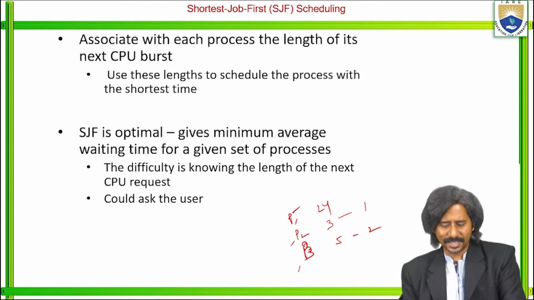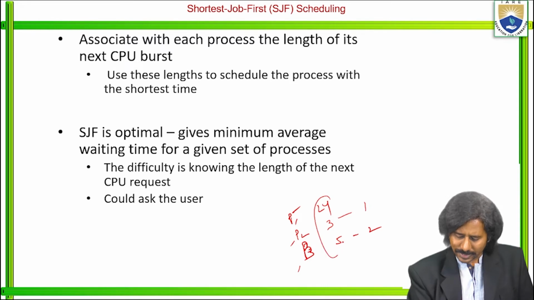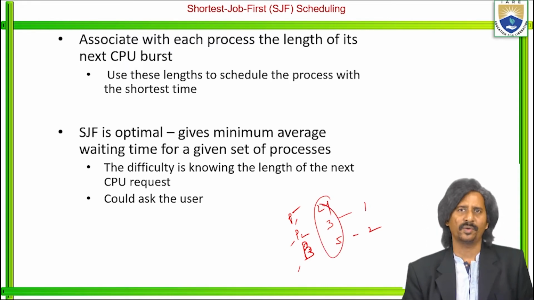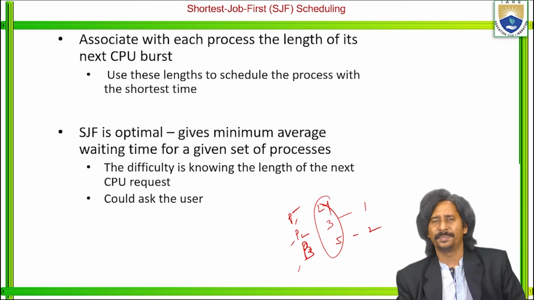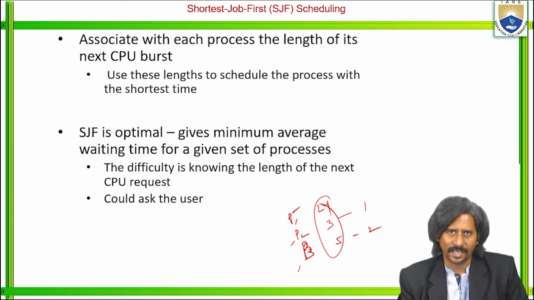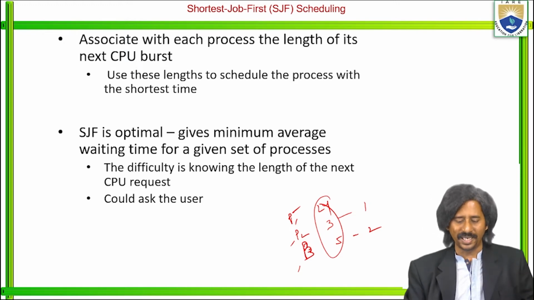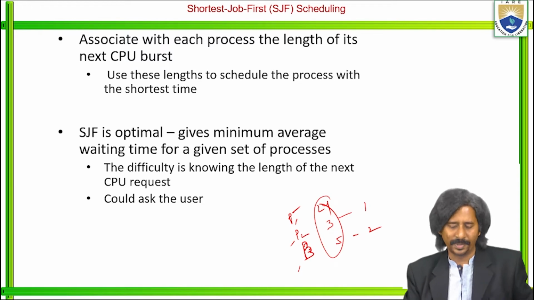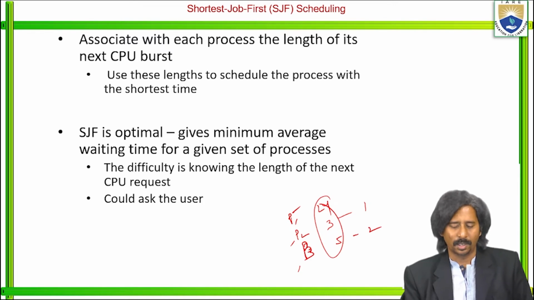Use these lengths to schedule the process with the shortest time. Based upon these three, which one has the shortest time? That first process enters the queue for execution. So here SJF is optimal when compared to the FCFS algorithm. Shortest job first is optimal because it gives the minimum average waiting time for a given set of processes.